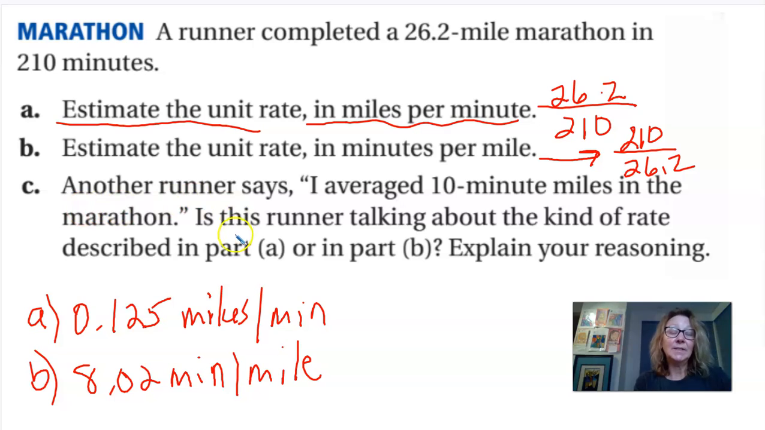And so then C says, another runner says, I averaged 10-minute miles in the marathon. So is this person talking about the kind of rate described in A or B? And what I want you to think about, this person says, I did a 10-minute mile. That means 10 minutes per mile. The order matches the B that says 8.02 minutes in a mile. And so when you are comparing unit rates, you want to make sure that you have the units in the right order in order to compare them, right?